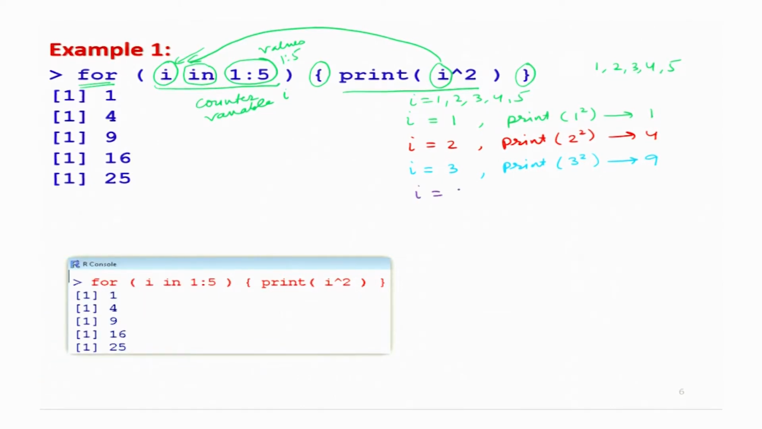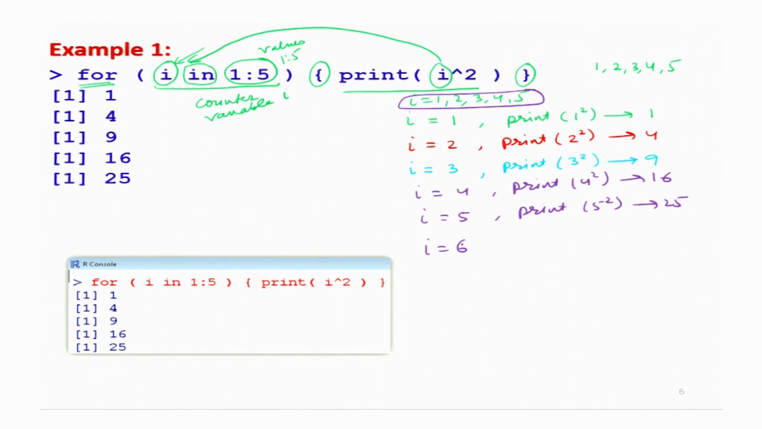Similarly, it will come to I equal to 4, and it will print here 4 square, which is 16, and then it will come to I equal to 5, and then it will print 5 square, 25, and now after this there are no more values in this vector, in this set of values. So, now it will go to I equal to 6, but this is not available. So, the program will stop here, and this is how these things work, and you can see here the outcome which you are going to get when you execute it on the R console, right.